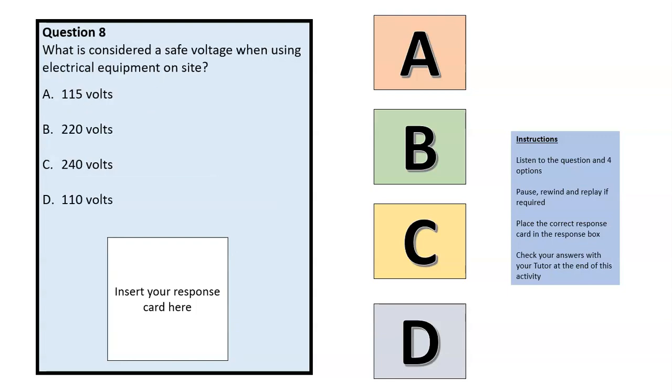Question 8. What is considered a safe voltage when using electrical equipment on site? A. 115 volts. B. 220 volts. C. 240 volts. D. 110 volts.